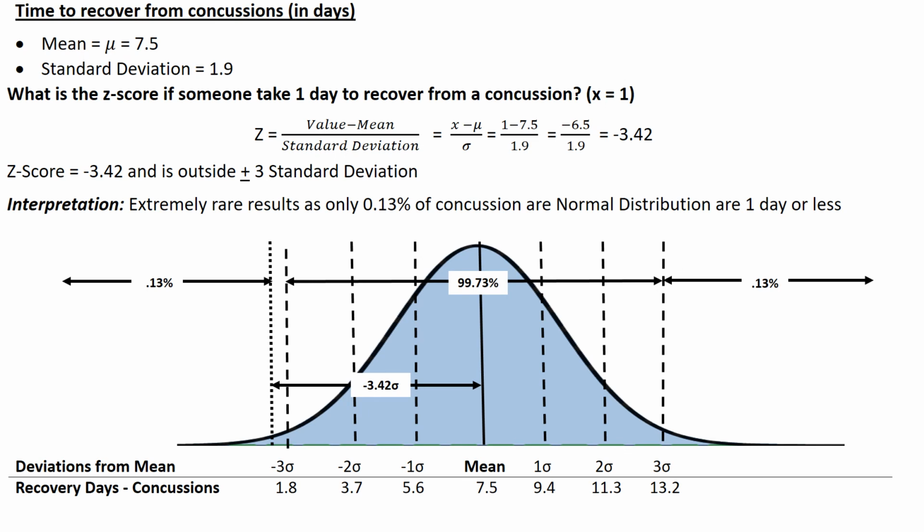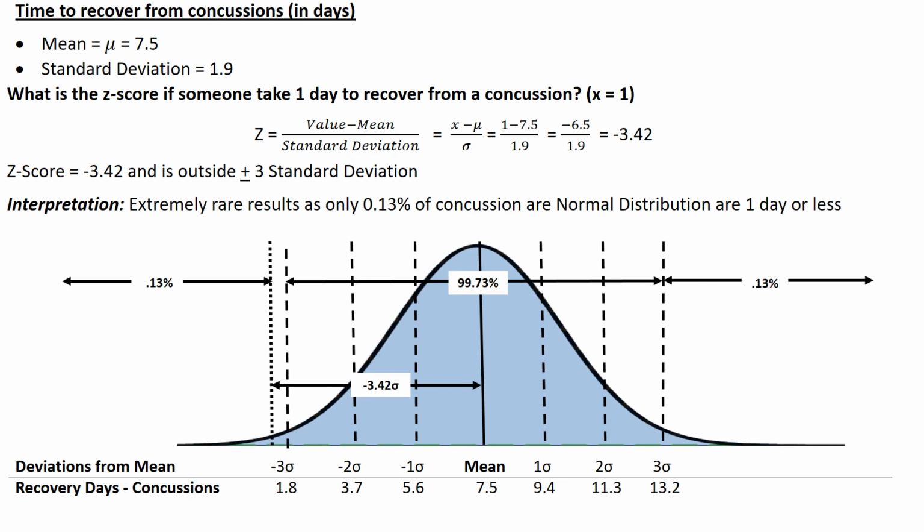Now, let's look at another example here. What if a person recovers in 1 day? I'm going to do the same thing as before. I've got a mean of 7.5 days, a deviation 1.9 days. I'm going to subtract my 1 day from my sample here. 1 minus 7.5 is minus 6.5. Divide 1.9, that's negative 3.42.